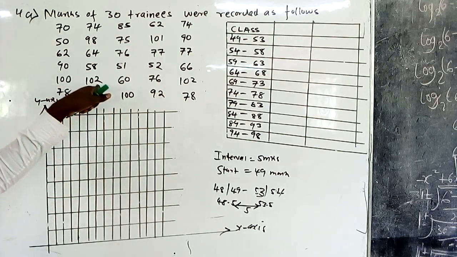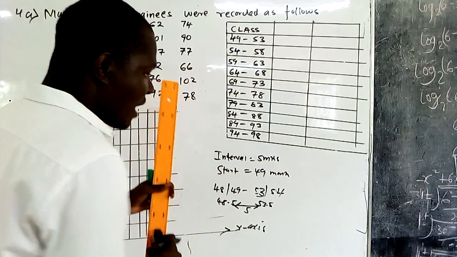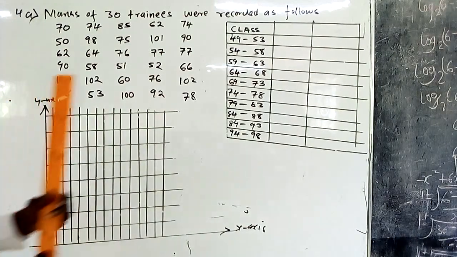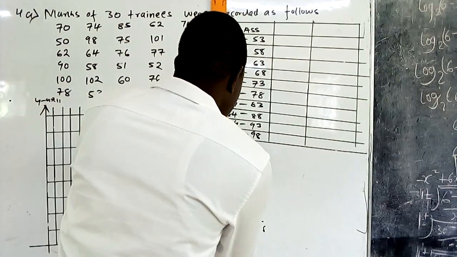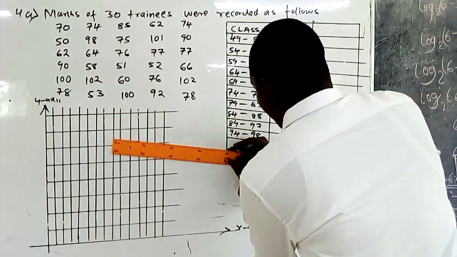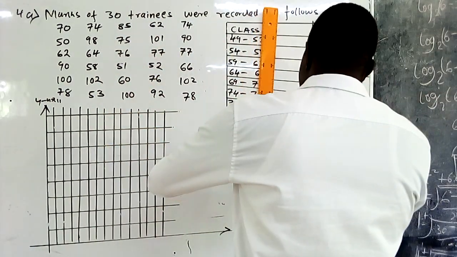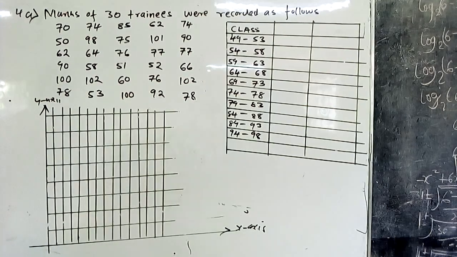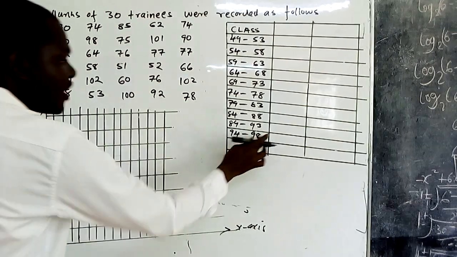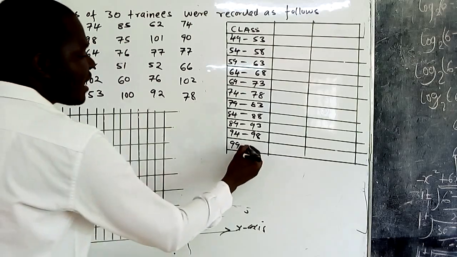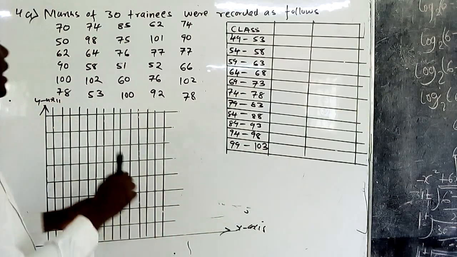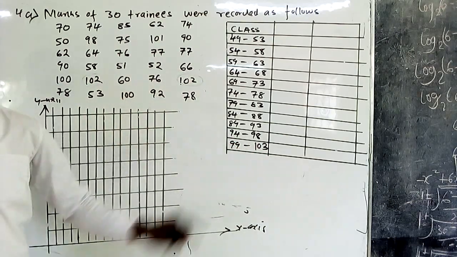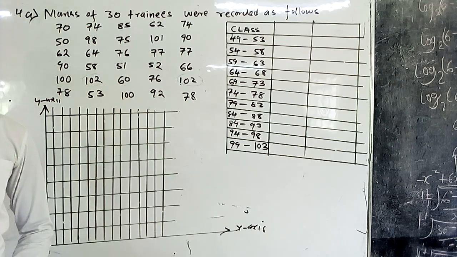There's another one, because you must reach the highest value, which is 102. So add that remaining class. There's one more class left there. This one ended at 98, so this starts at 99 and ends at 103, meaning the highest value, 102, is captured. So that is our last class.